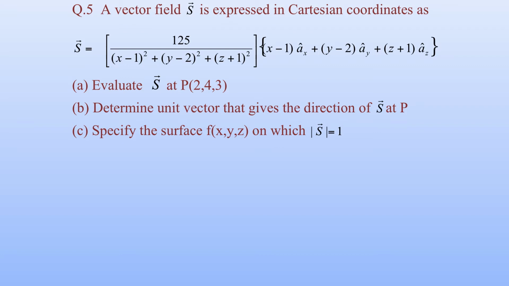Then we have to determine a unit vector which gives the direction of this vector field at point P. And thirdly, we have to specify or find out a surface f(x, y, z) as a function of x, y, z for which the magnitude of this vector field equals unity, or the value becomes equal to 1.